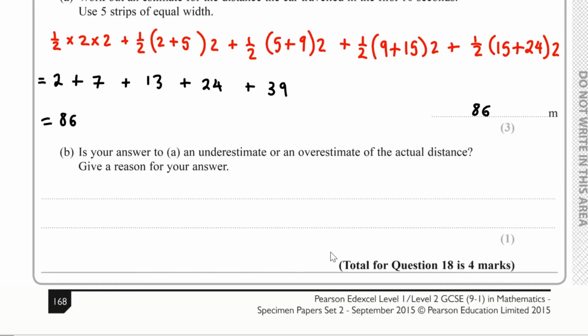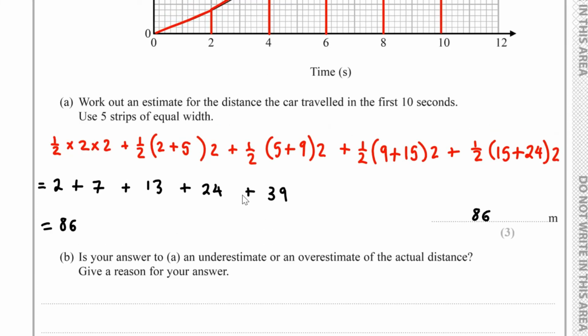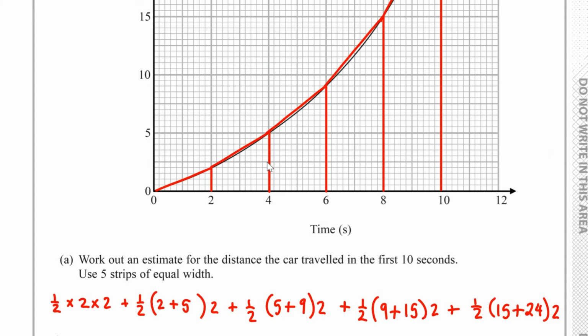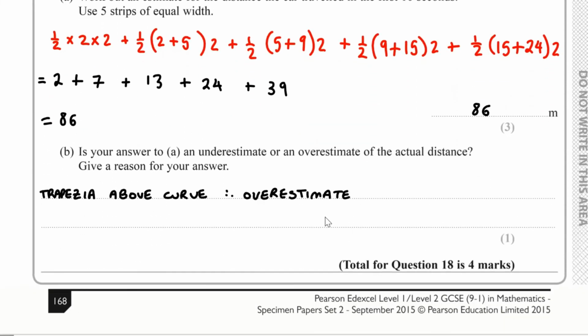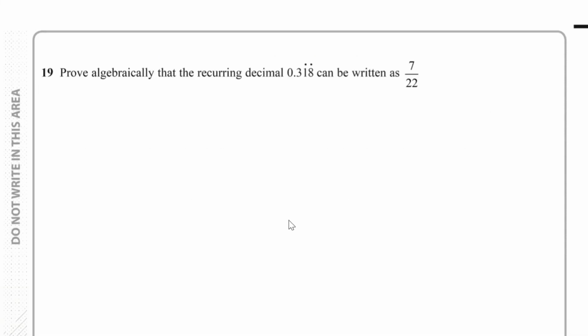And now for part B, is our answer to part A an underestimate or an overestimate of the actual distance? Give a reason for your answer. Well, if we take a look over here, the trapezia are above the curve, so we have an overestimate. Let's just write that down. So the trapezia are above the curve, and therefore we have an overestimate.